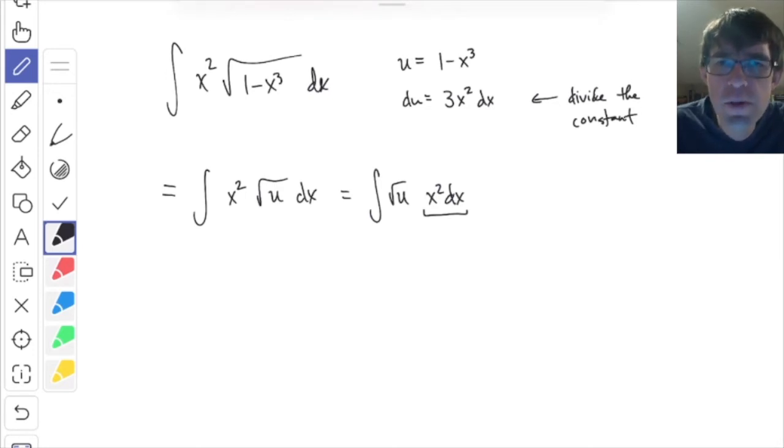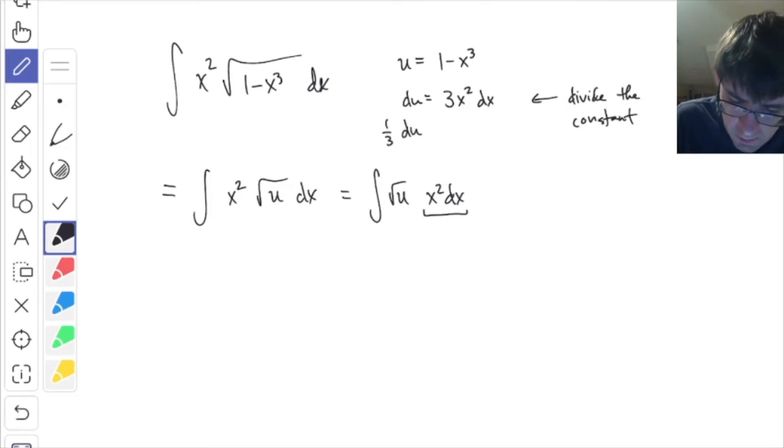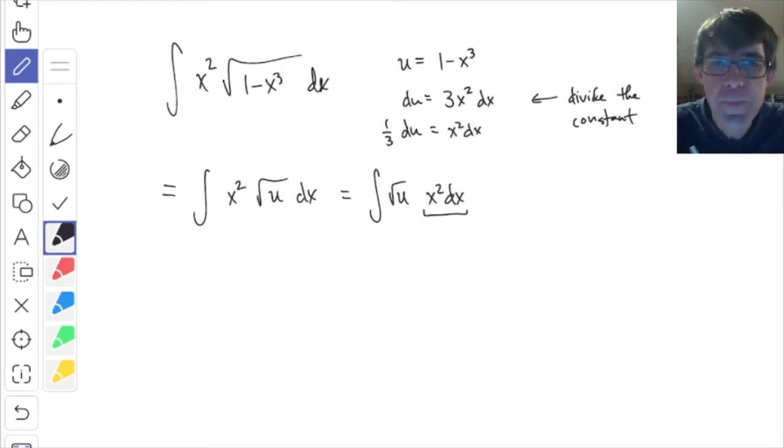Now there's a couple different ways that people learn to do this, but the way that I do it is I'm just going to divide this 3x squared dx. Divide the 3 onto the other side there. So du is 3x squared dx. Dividing 3 onto the other side means 1/3 du is x squared dx. And now that does match what I have inside the integral, x squared dx.